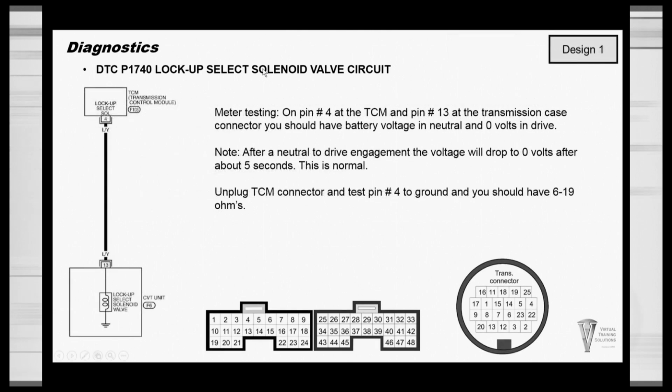Here's the Lockup Select Solenoid circuit. Just one wire. The solenoid's grounded to the valve body, just like the other solenoids. For design 1, we're looking at pin 4 at the TCM. So pin 4 and pin 13 at the transmission case connector. These are the same wire.